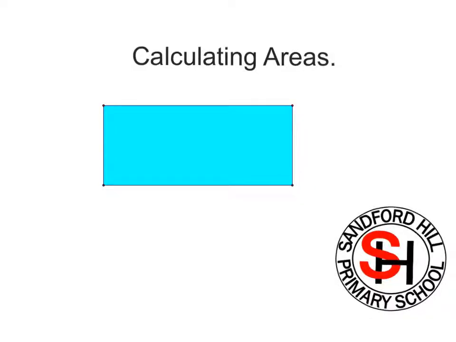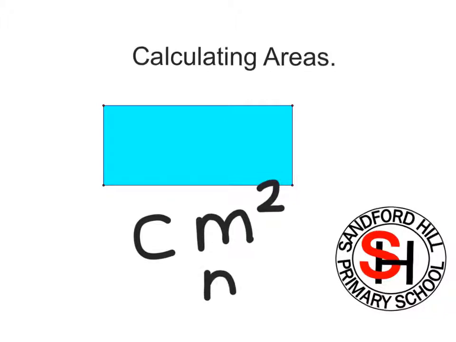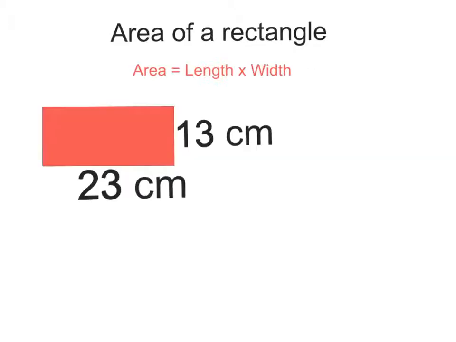I'd like to spend the next couple of minutes trying to explain how we can calculate areas of different shapes. An important thing to remember is that when we do calculate an area, the measurement is given in centimetre squares or possibly metre squares. The little 2 there shows it's square centimetres or square metres.